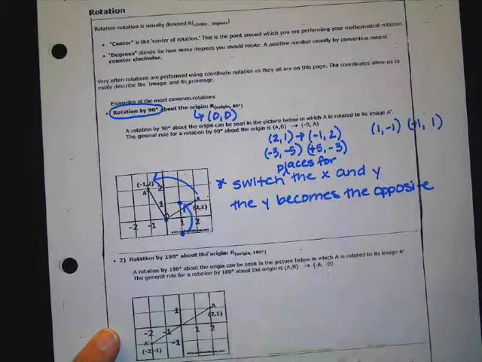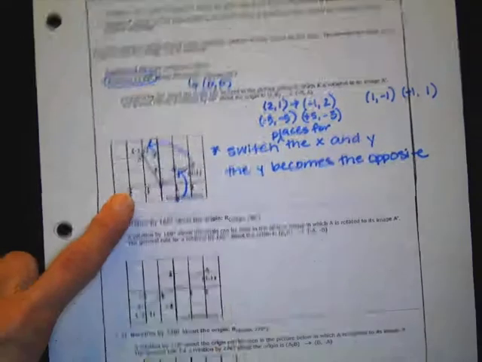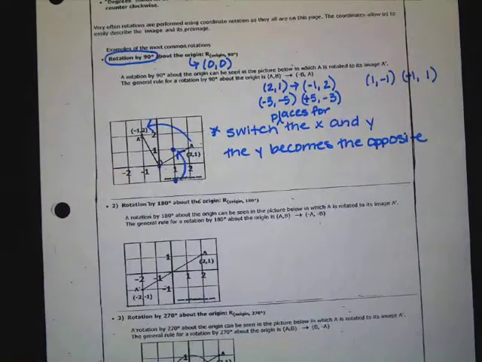Does that make sense? Will you slide your paper a little bit, please? Yeah, that makes sense.